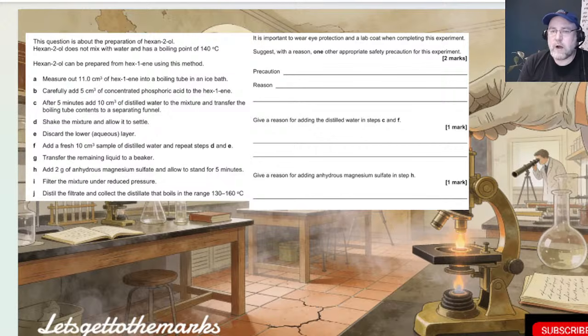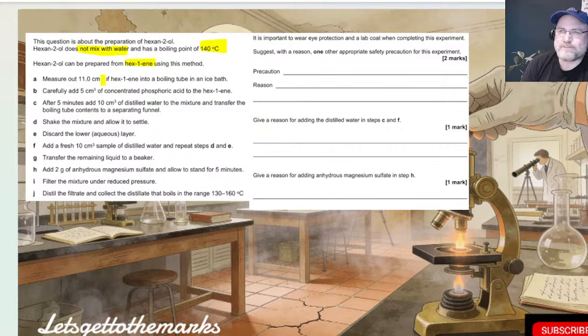Okay, this question's about the preparation of hexan-2-ol. Hexan-2-ol does not mix with water and has a boiling point of 140. Keep yourself active in the exam. Hexan-2-ol can be prepared from hex-1-ene. We do it the other way round as well, but obviously you can make hexan-2-ol from hex-1-ene. Hopefully you know the reaction conditions.